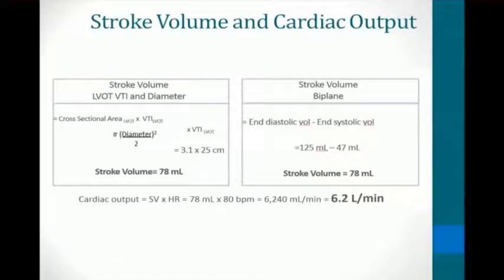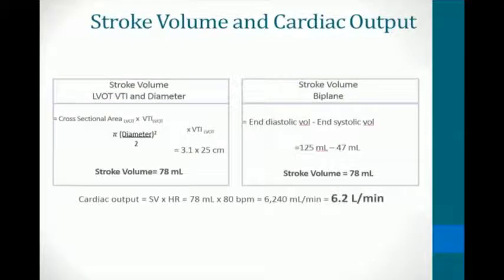The good news to figuring out a patient's stroke volume is the work is mostly done if you've already calculated the aortic valve area. Stroke volume is simply the cross-sectional area multiplied by the LVOT velocity time integral. A good practice would be to compare your Doppler-derived stroke volume with the biplane stroke volume, where you subtract the end systolic volume from the end diastolic volume.